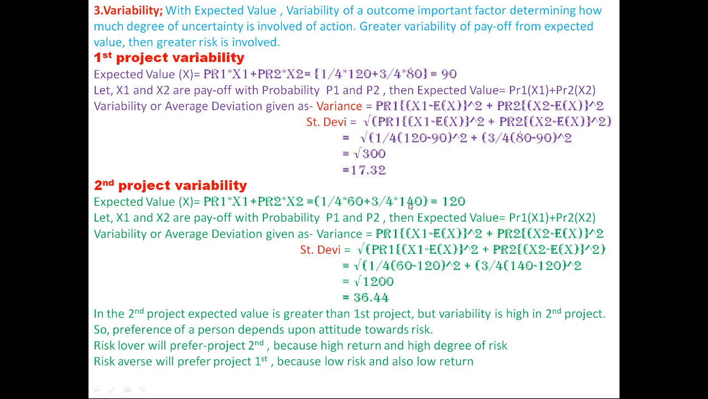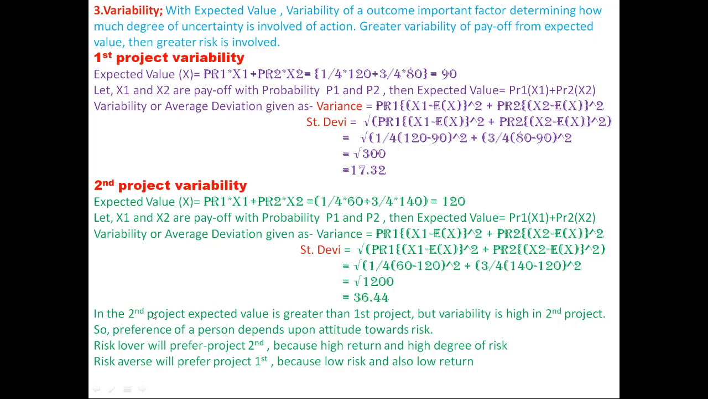Similarly for project 2, the expected value is 120. Here are 140 and 60, two cases with probabilities 3/4 and 1/4, and x1 and x2 are the payoffs. Variance equals probability 1 times x1 minus the expectation of x, the mean value, squared, plus probability 2 times x2 minus the mean value, squared. Taking the root, we get a standard deviation of 36.44.